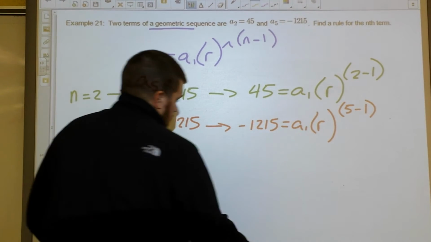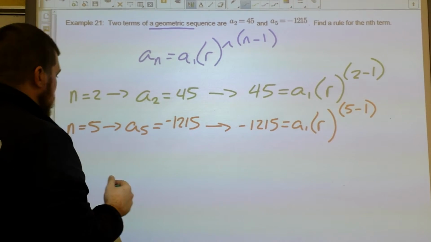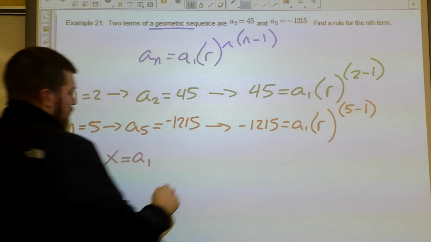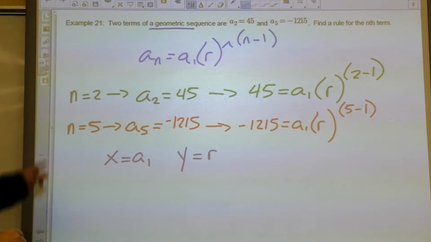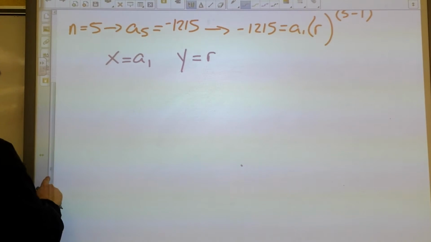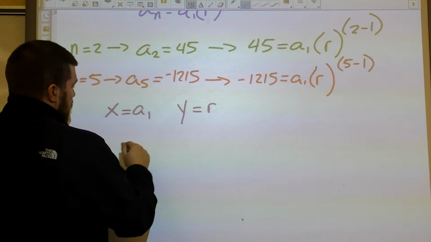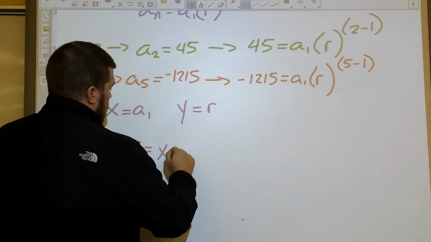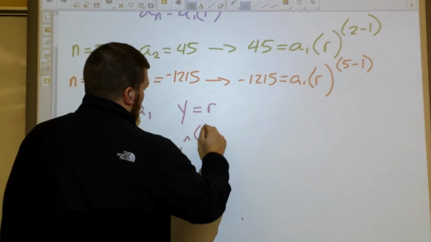Okay? Now, before I can go any further, I'm going to graph, but I have to pretend a few things. First off, I want to call x my first position. I'm going to call y my common ratio. So that means I have a system of equations, which you should have done in previous classes, maybe not using equations this complex, but the idea should still be the same. So my green equation becomes 45 equals x times y raised to the 1 power.